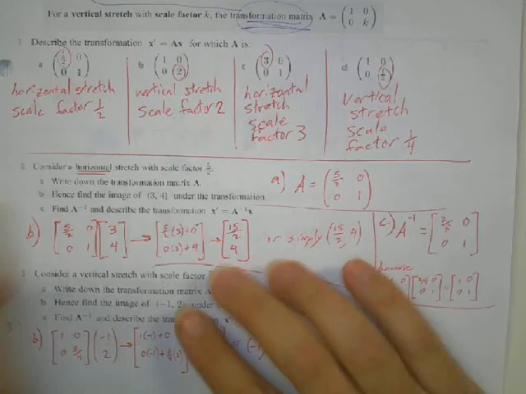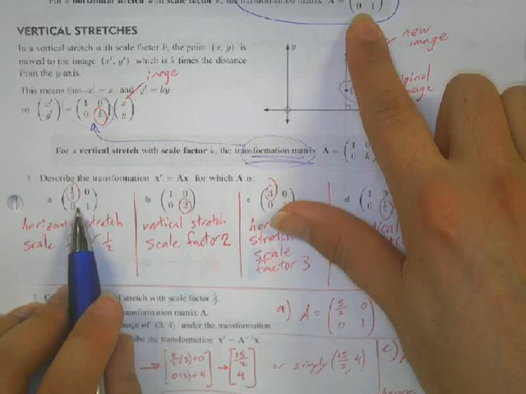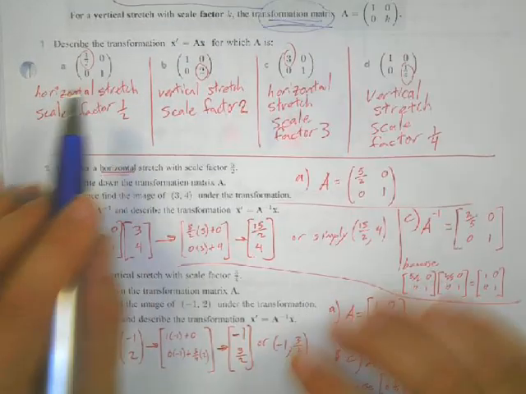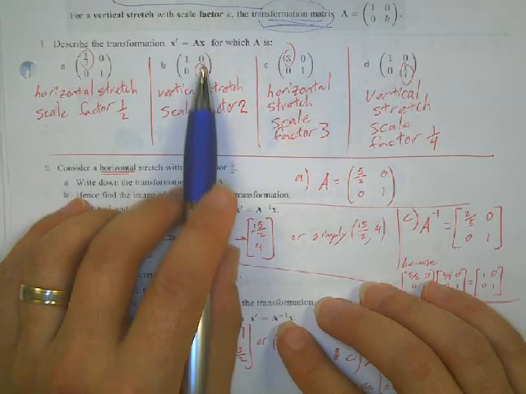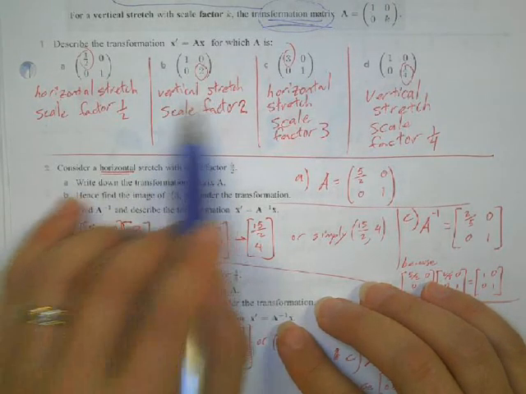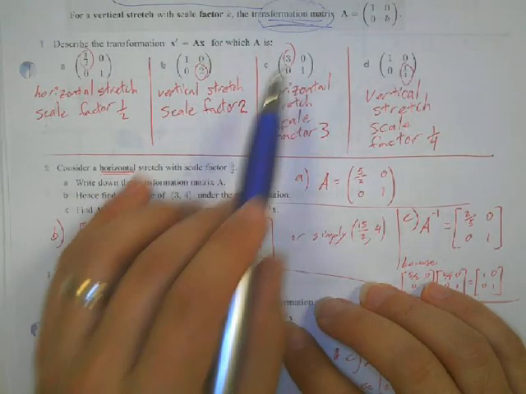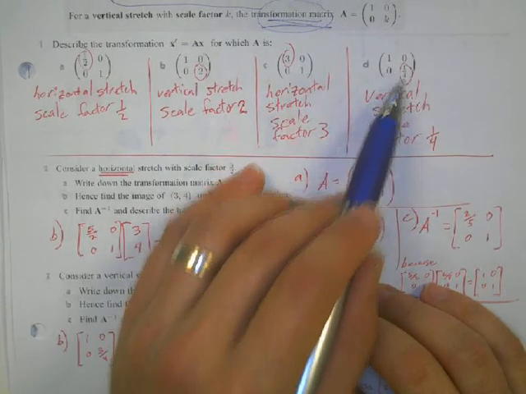So our value is up here, so we know that it's going to be a horizontal stretch by a factor of a half. Here, because the value is there, it's going to be a vertical stretch by a factor of 2. Here, because the value is there, horizontal stretch by a factor of 3. Here, because the value is there, vertical stretch by a factor of 1/4.